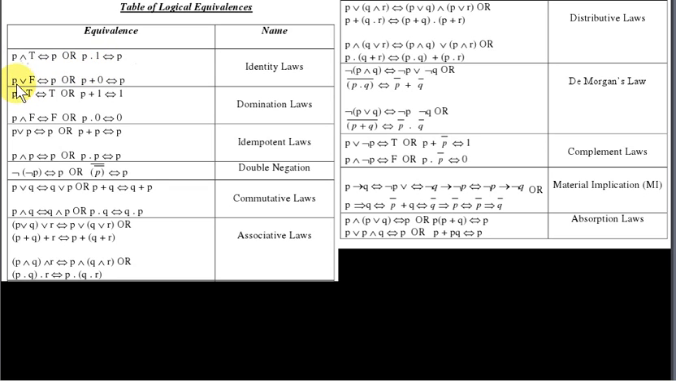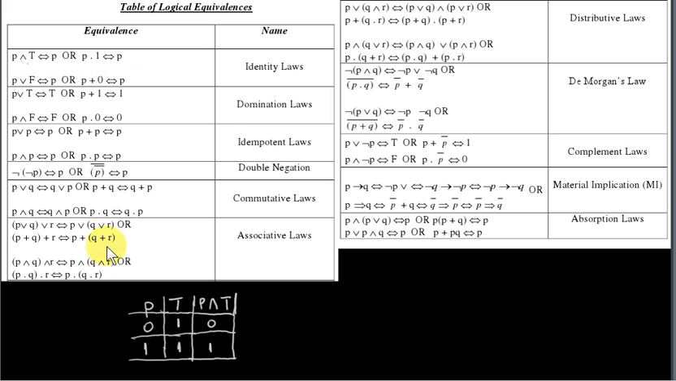The other identity law is that P or F, where F is false of course, is equivalent to P. The other notation for that, for the OR operator, is plus. So P plus 0, where 0 means false, is equivalent to P.